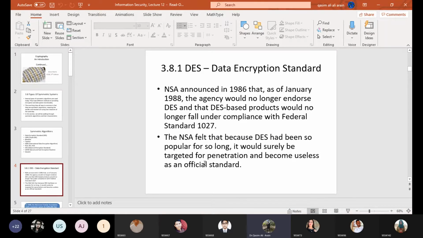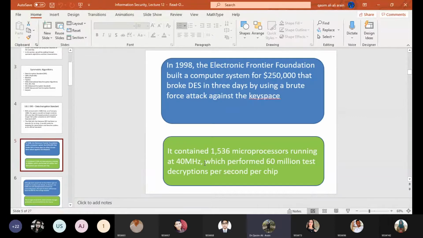Now, what was the problem with DES? DES was announced in 1986 by NSA, and in January 1988, the agency would no longer endorse DES. The reason was DES was compromised by a certain set of people, right? They broke that particular algorithm. Because of that, DES is no longer being used nowadays, right? So the NSA felt that because DES had been so popular for so long, it would surely be targeted for penetration and become useless as an official standard. That was the main reason DES is no longer used nowadays.